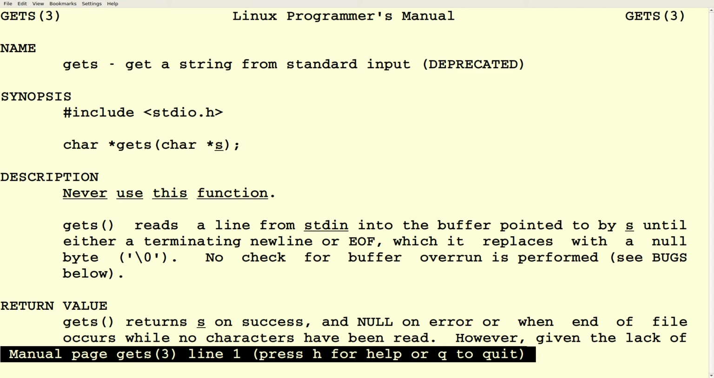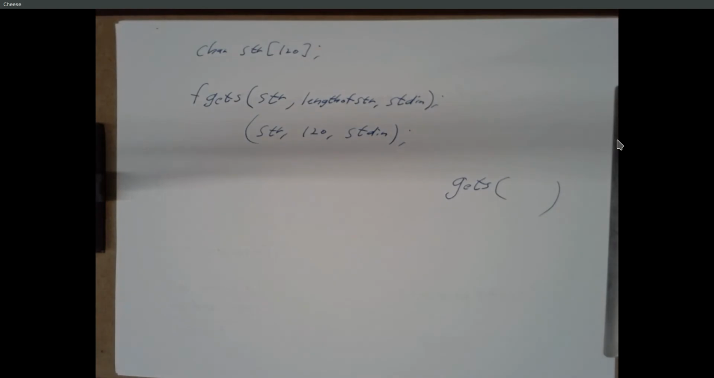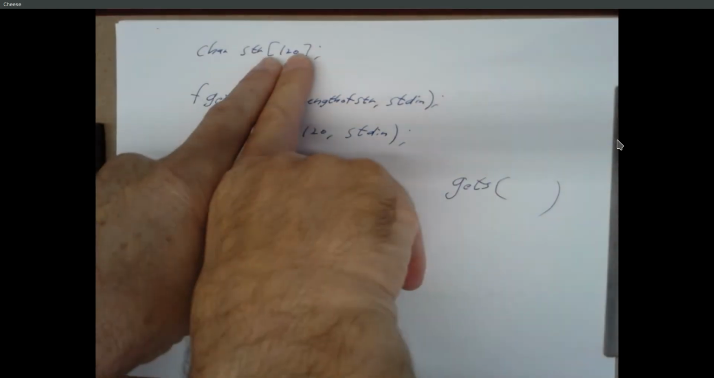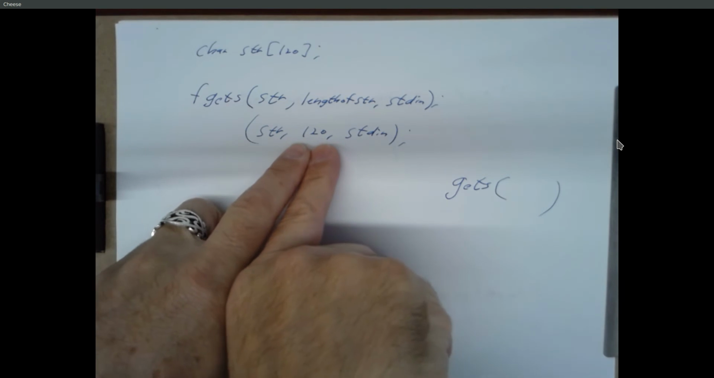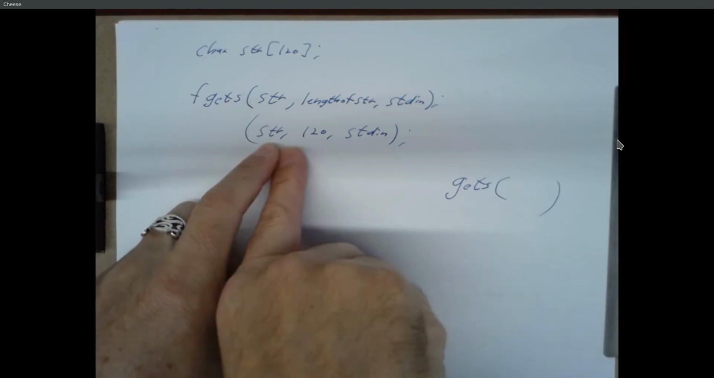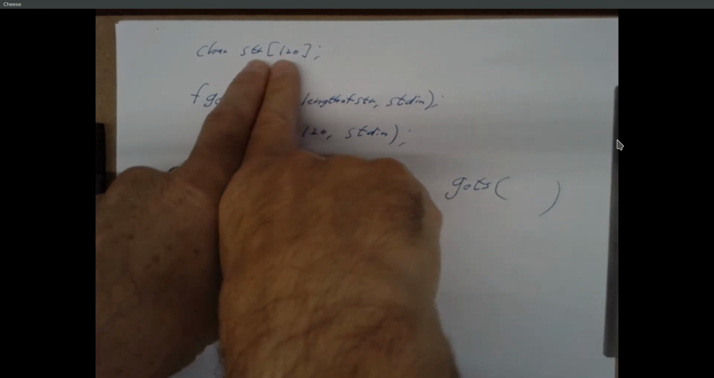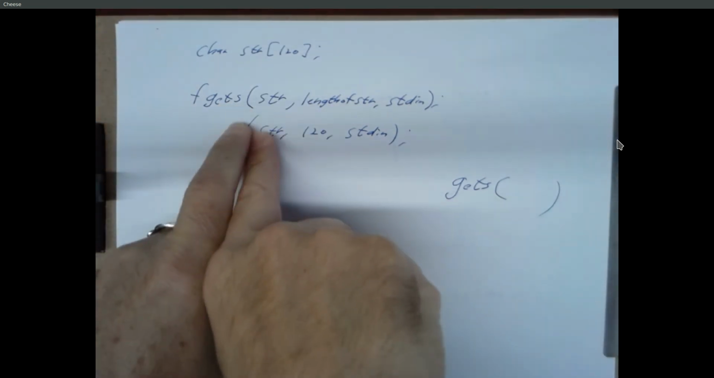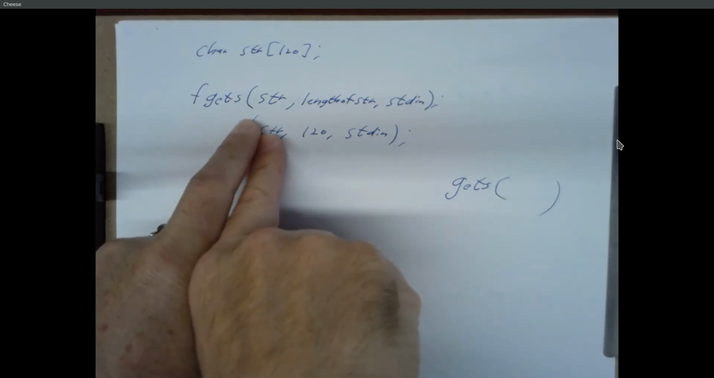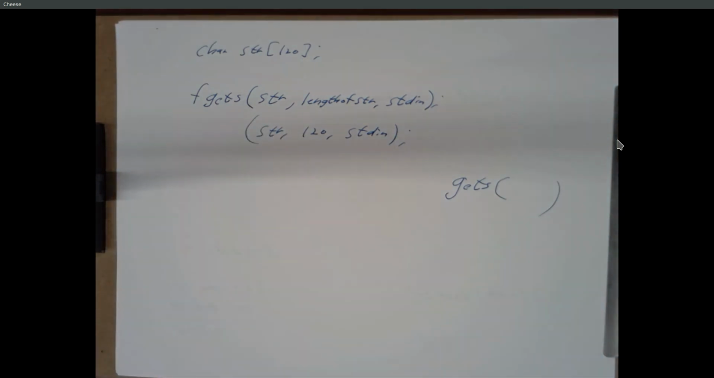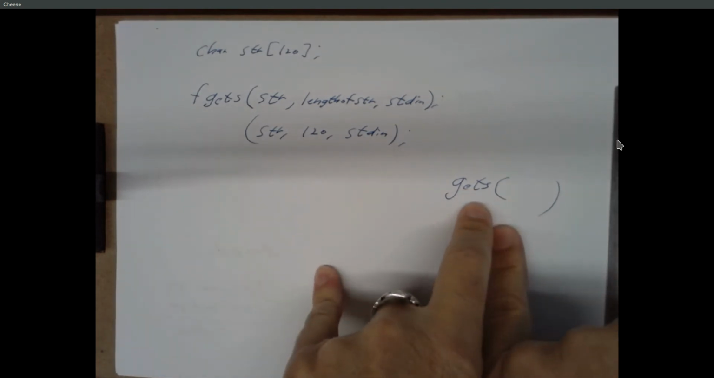Because gets does not have any way of knowing if the person is typing in more stuff than the amount of space that you set aside to store it in. So with fgets, we have a string that holds 120 characters. We tell it you can only load 120 characters into there. And if the person types in 5,000 characters, the first 119 will get loaded in here, and then null terminated, and fgets will return. And the next time we call fgets, it will start with the next character that wasn't loaded, and it'll load that in. Gets doesn't have any way to do that.